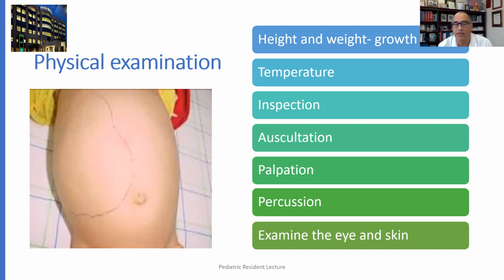Looking for other findings on the skin, some skin discoloration, some hemangioma, some bluish discoloration that might make you think of neuroblastoma. All of these make you feel that physical exam is a critical part of the examination.